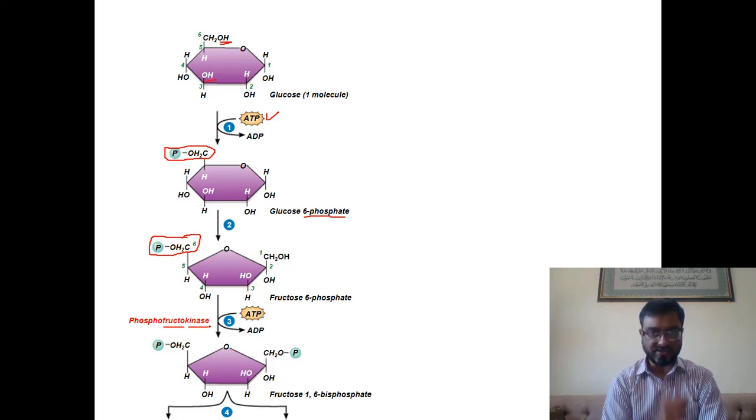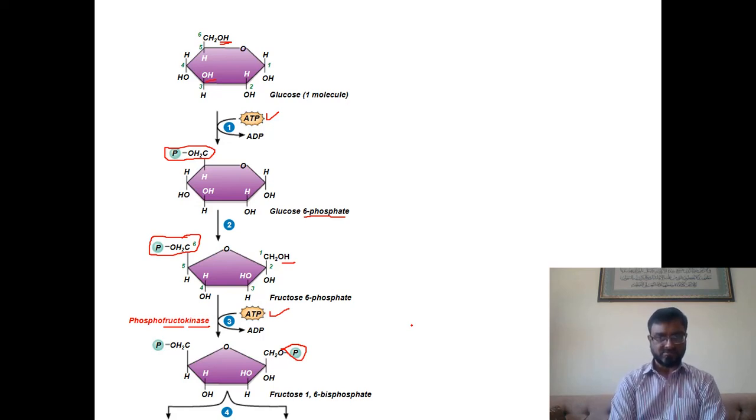So look at this one. How is the phosphorus transferred? This part is already phosphorylated, but this part is non-phosphorylated. When we talked about phosphofructokinase, we said the acceptor is the alcohol OH group. You can see the alcohol is present here, so it will accept the phosphorus group here. And this phosphorus is coming from ATP. The structure will be the same, only at this point the phosphorus is added from the ATP.